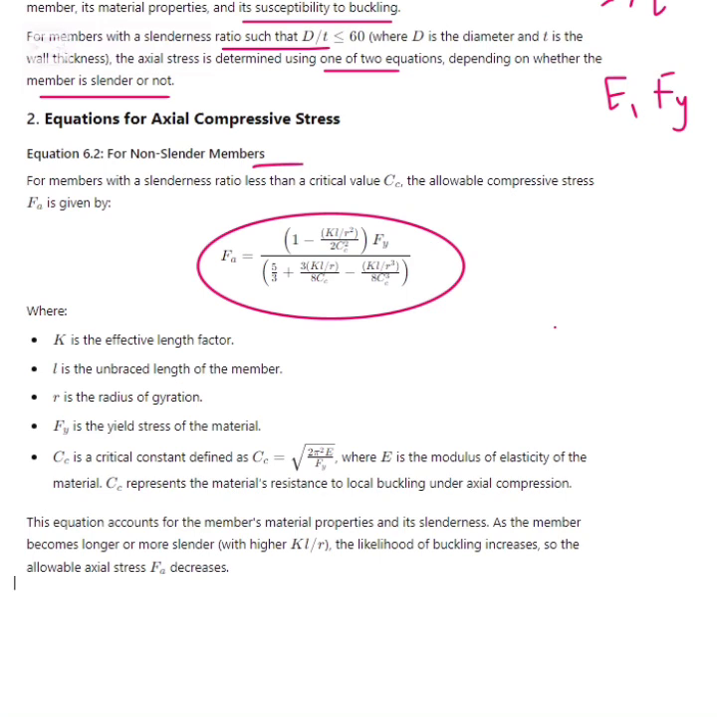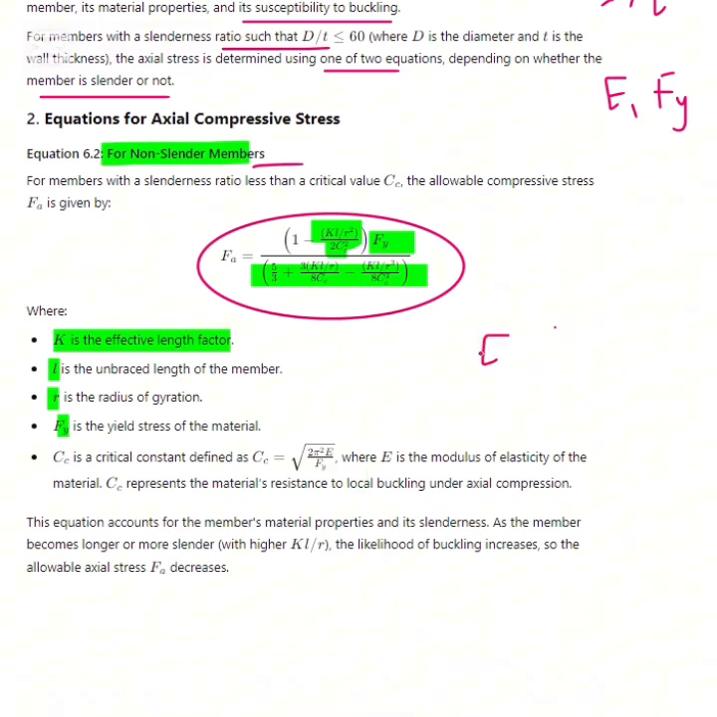Here, if you see the equation for non-slender members, the equation for axial compressive stress is FA equals 1 minus KL by r squared over 2 Cc squared, times Fy. Here this part is a function of Fy, and the denominator also depends on the KL by r ratio. K is the effective length factor, L is the unbraced length, and r is the radius of gyration. Fy is the yield strength of the material. Cc is the critical constant, defined using the parameters E and Fy. It's the square root of 2 pi squared E by Fy, where E is Young's modulus.